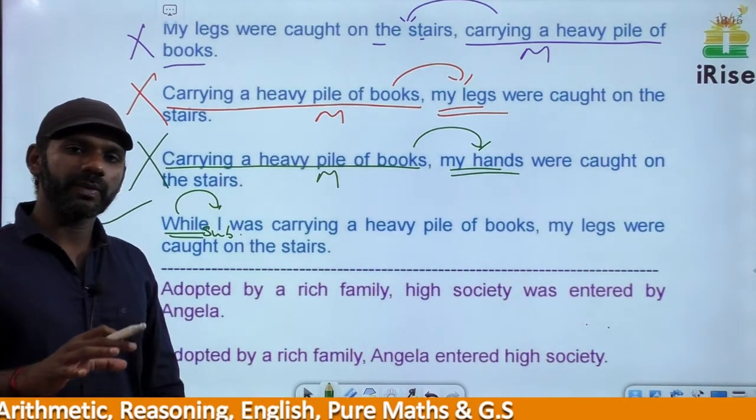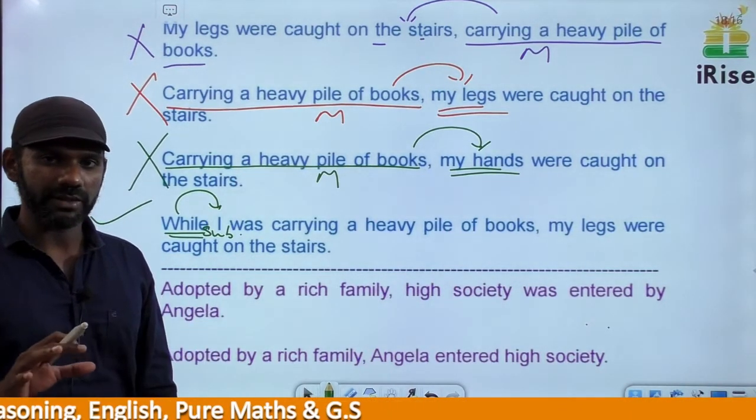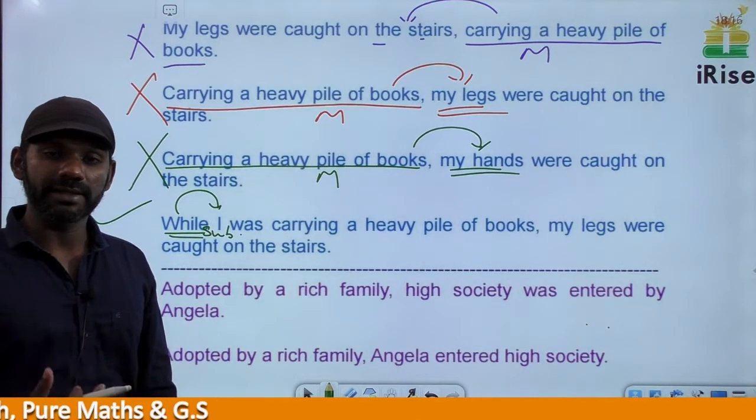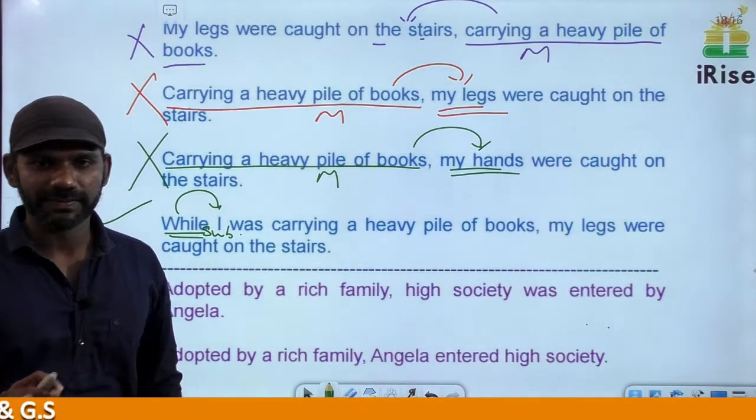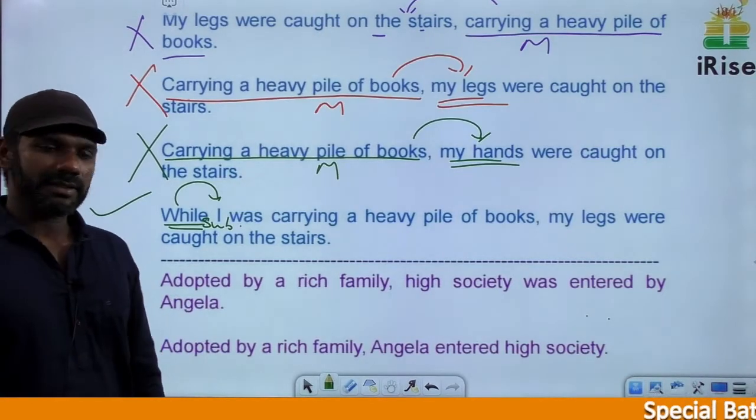As I told you, in the case of tier 1 and tier 2, there is no need for you to create any option. Applying these rules, find out the answer, that is your only task. Getting it? Okay. Come to the next statement.